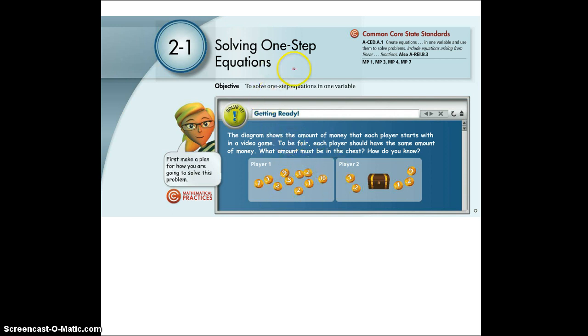So if we take a look here, solving one-step equations. This first situation, this diagram right here, represents the amount of money that each player earns. The two of them are playing a game, and we hand out money to player one and money to player two. But the money is inside this treasure box, and we're trying to figure out how much money is inside of that treasure box. Well, if I want to figure out what is inside of this treasure box, I'm probably going to start taking away money from each player to see what's left over. So if I took this $1 away from player two, then I'd probably have to take away $1 from player one.